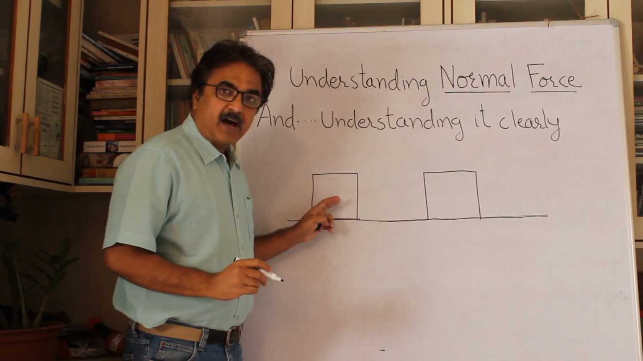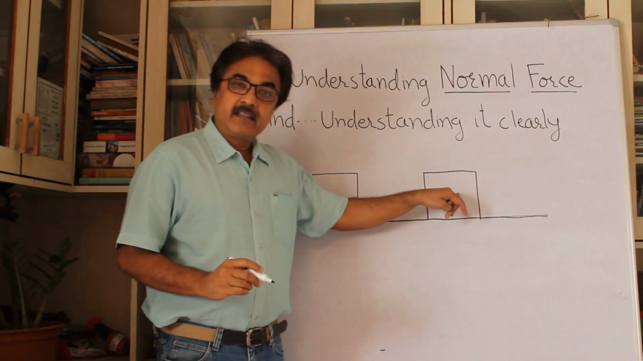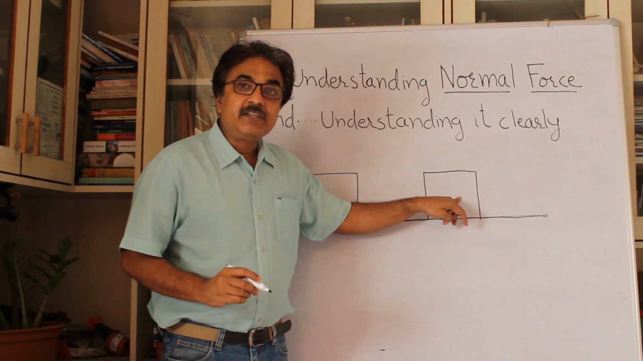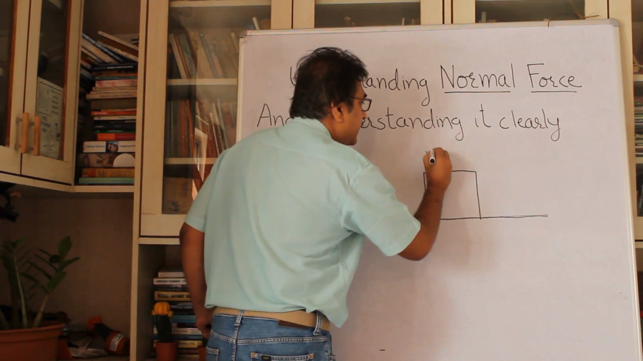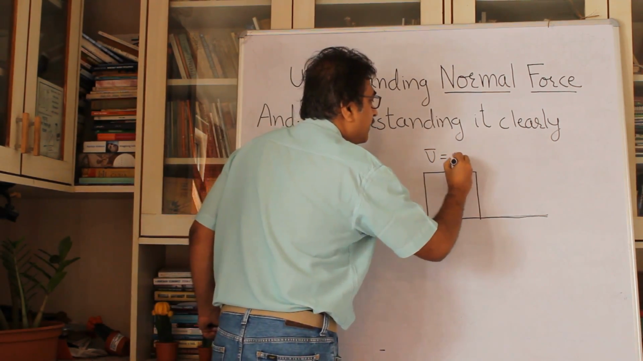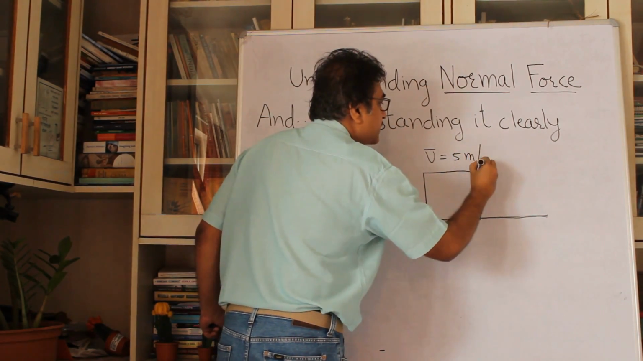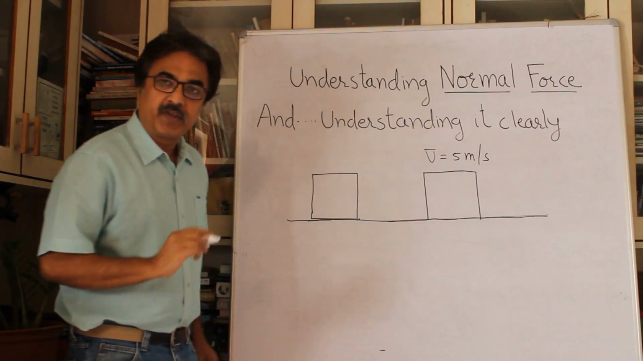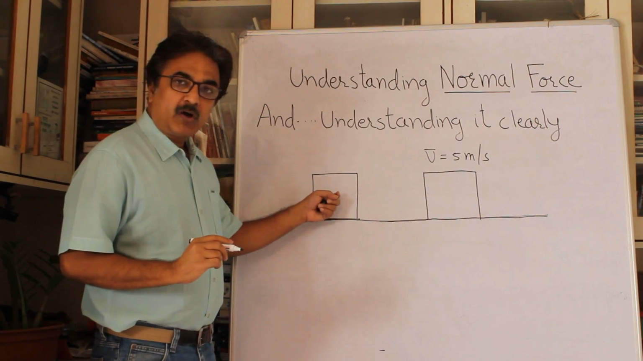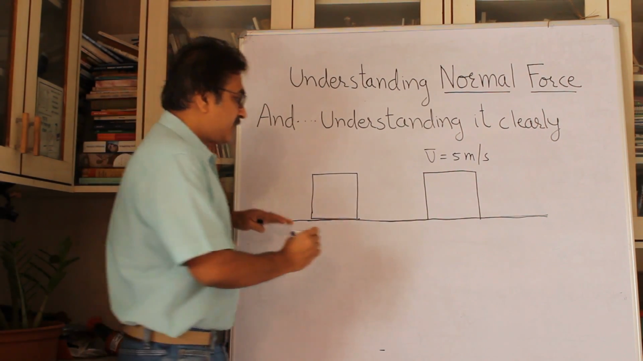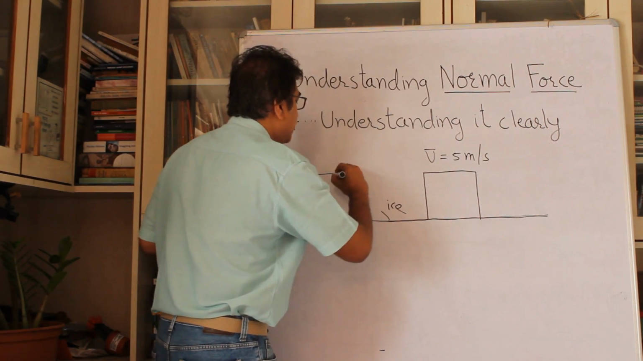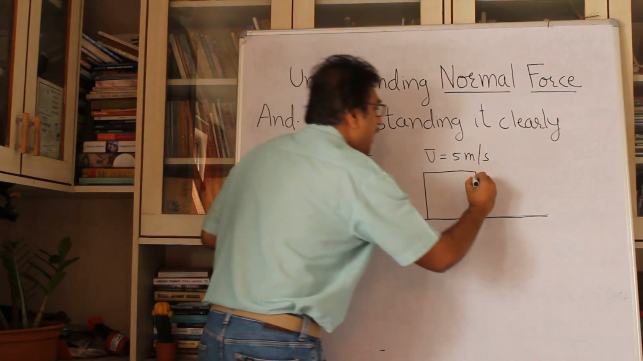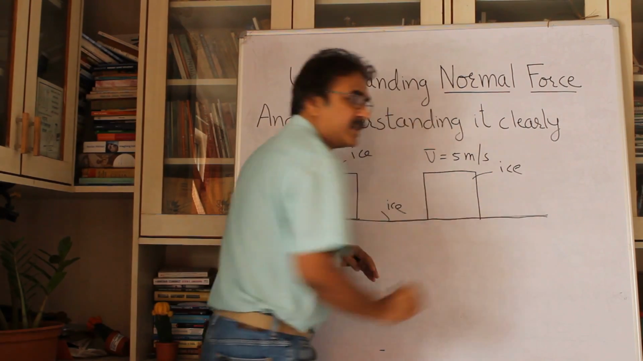So this block of ice is stationary and this block of ice is moving at a constant velocity of 5 meters per second. Let's say it's moving, and this block is stationary. As I said, this is ice, this is ice, and this is also ice.